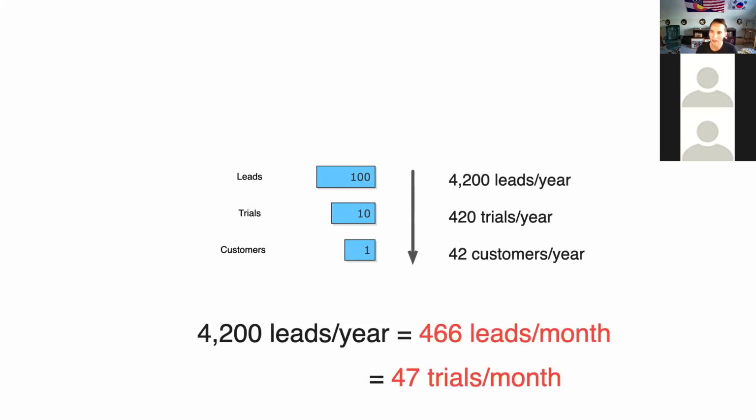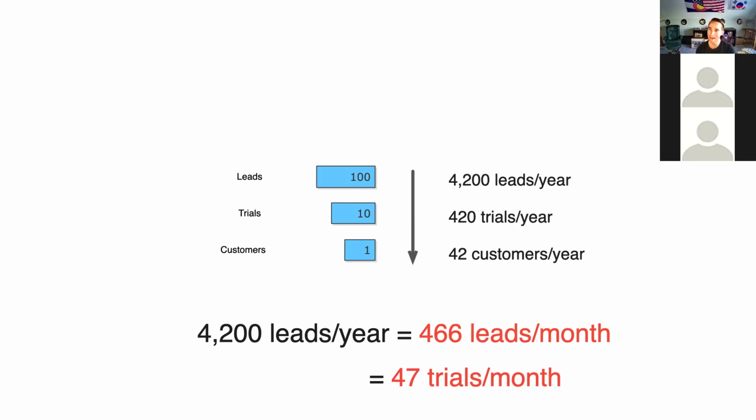And by the way, this math is wrong, so excuse me, it should be 350 leads a month, not 466. But you take the number of leads that you need and say, if I need 4,200 leads a year to get my first goal, I need 466 leads per month. And I could similarly do the same thing with the trials. If I need 420 trials per year, if I divide that by 12, it should actually be 35, but whatever, 47 trials per month.